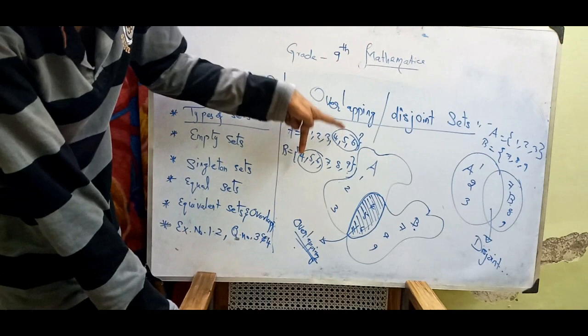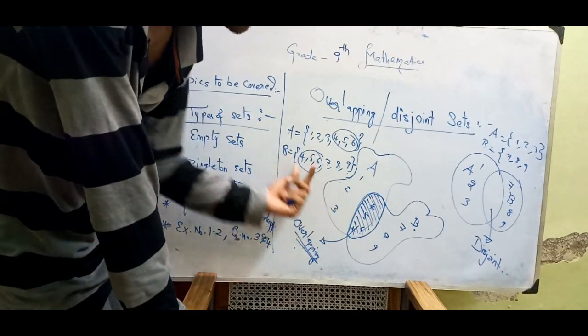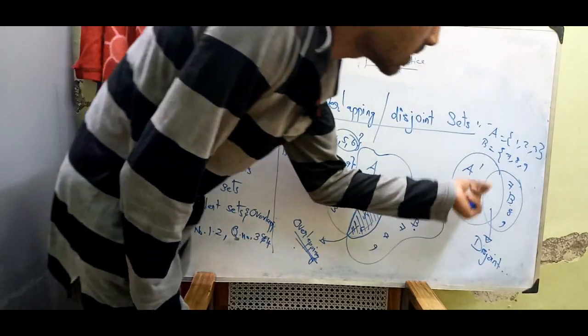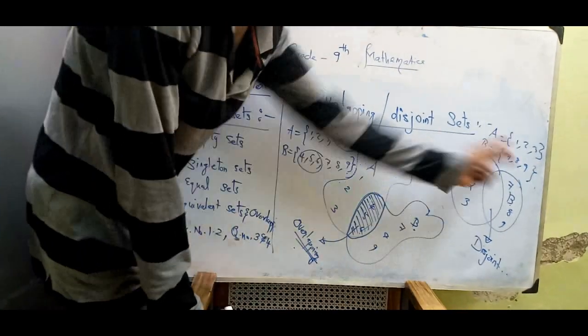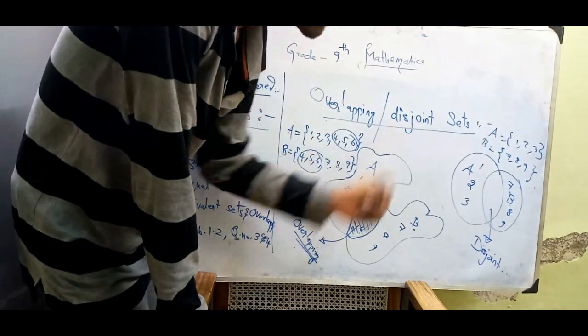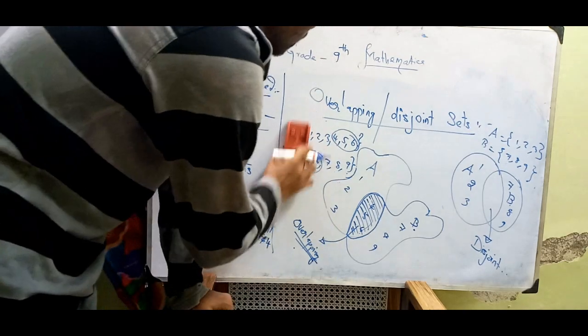So if it has a common element in A and B, we say such set is an overlapping set. Okay, if it doesn't have any common element, see 1, 2, 3 and 7, 8, 9, there is no common element in between A and B, so such type of set is called as disjoint set. Okay, so these are the overlapping and disjoint sets I want to say.